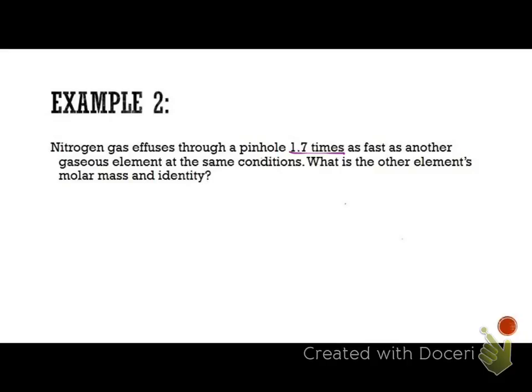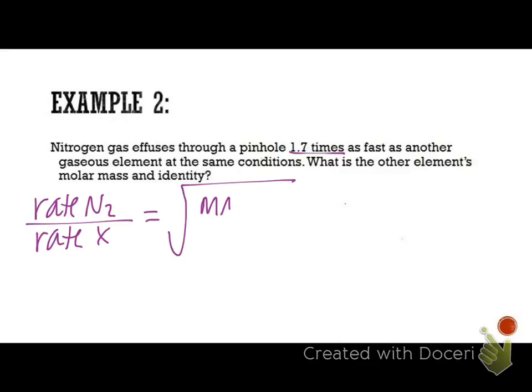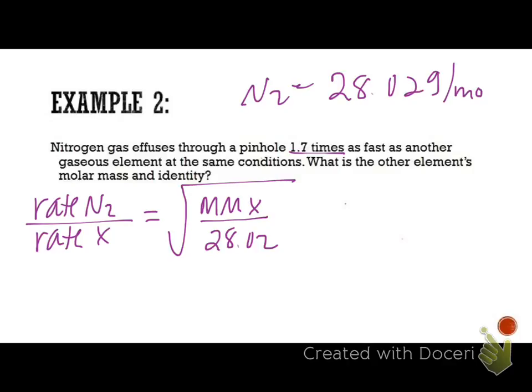Okay? So, we're going to have rate of nitrogen over, we'll call it rate of X, because we don't know what it is. It's going to be equal to the square root of the molar mass of X over the molar mass of nitrogen, which is 28.02. So nitrogen equals 28.02 molar mass, grams per mole. And that's equal to 1.7.